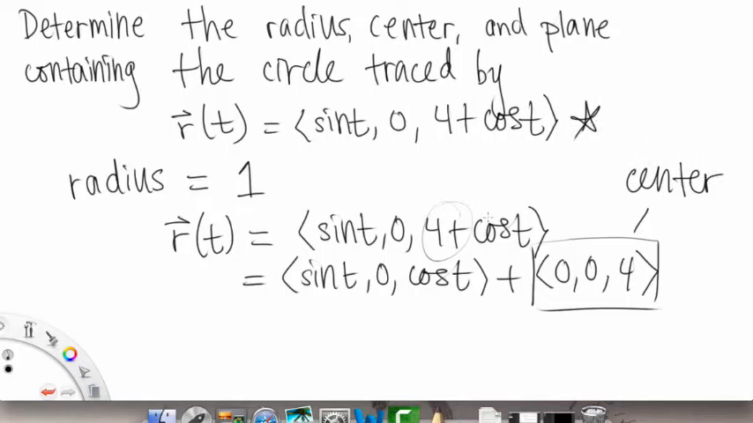And as far as the plane goes, the plane containing the circle, you can tell because the axis that the circle is not pointing into is going to be 0. So basically our y equals 0, so that means it doesn't have any component in the y direction, so that means that it lives in the x and the z direction, so that means in the xz plane.